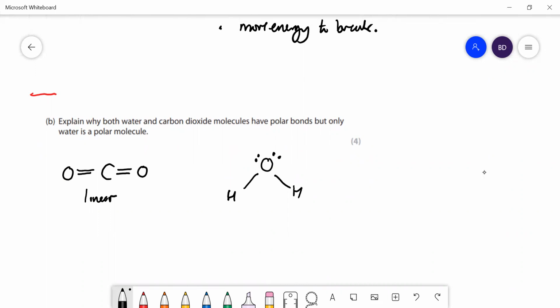Right, why do they have polar bonds but only water is polar? Okay, why do they both have polar bonds? It's because oxygen is more electronegative than carbon in the carbon dioxide, and it's also more electronegative than hydrogen in the water. So that means you are going to have polar bonds. We can show that. Yeah, you can have polar bonds here as well. But why isn't carbon dioxide polar then? Well, it's because it's symmetrical.